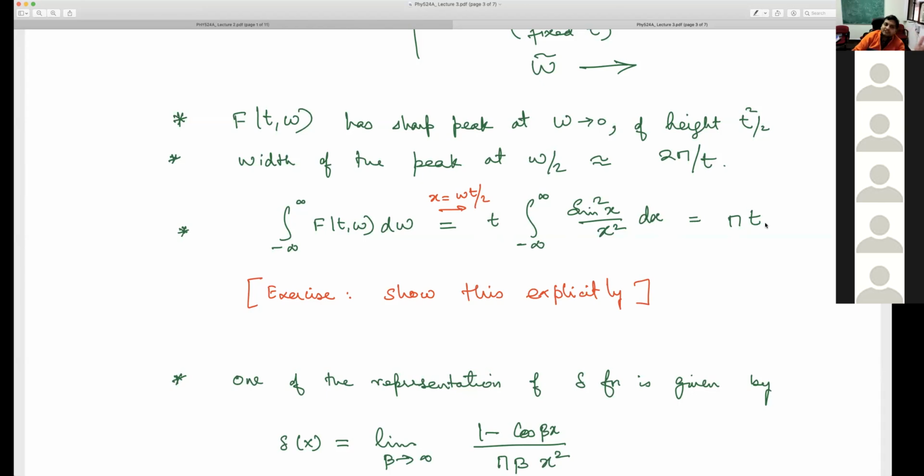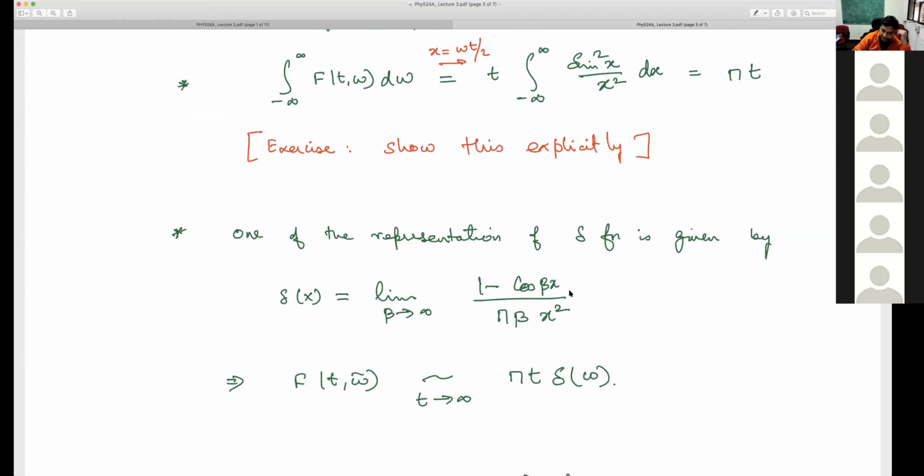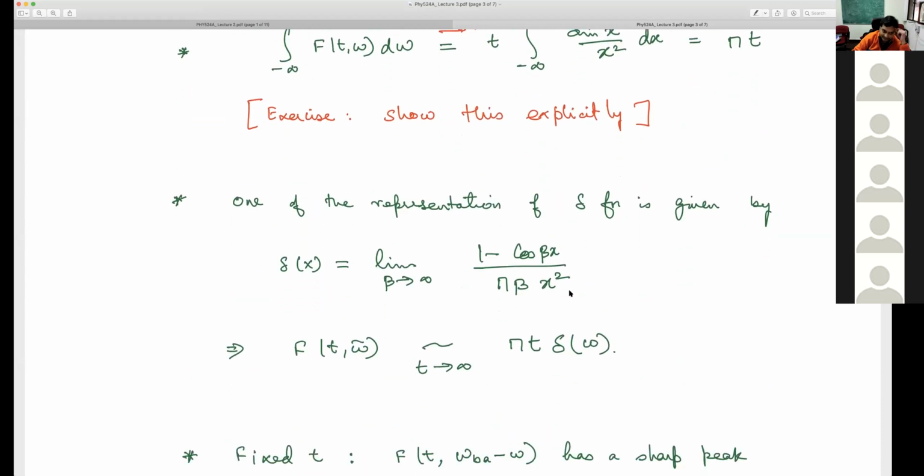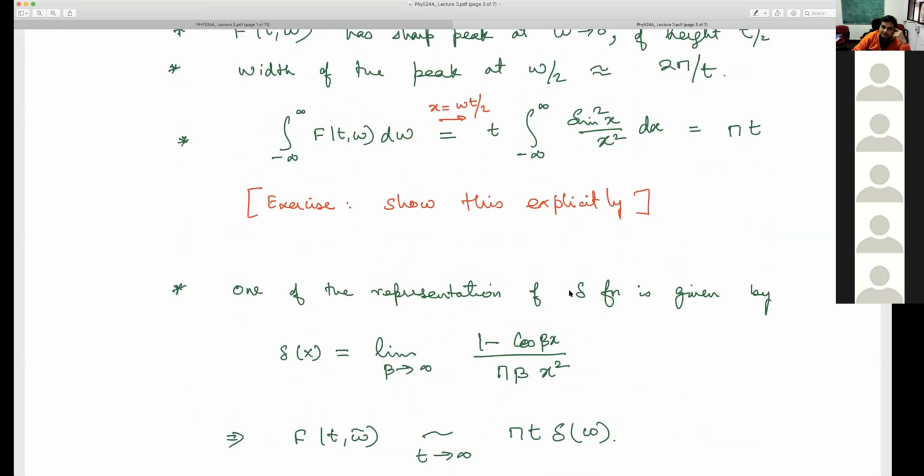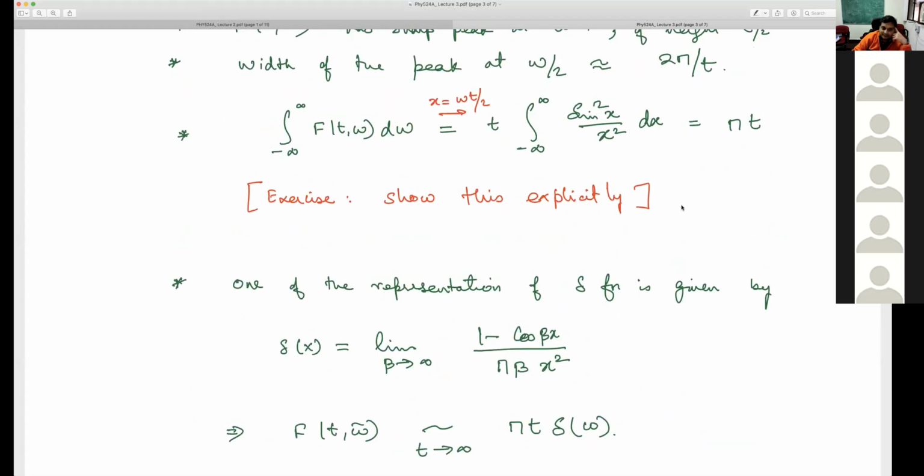So the frequency integral of f_t omega will basically give you pi t. And this is also an exercise, so try to show this explicitly. If not, then we will do this in class, or in one of the tutorials. So this is another thing about this function f.